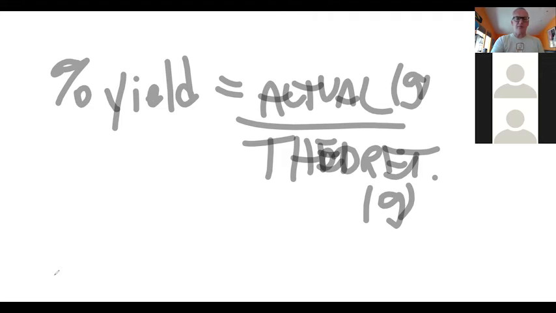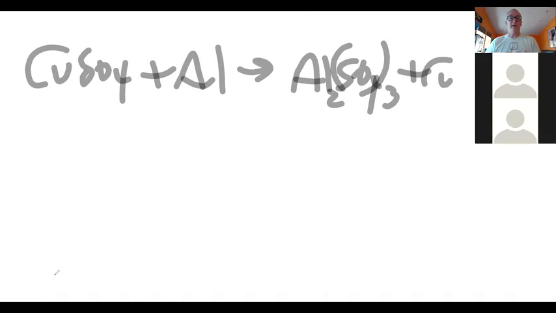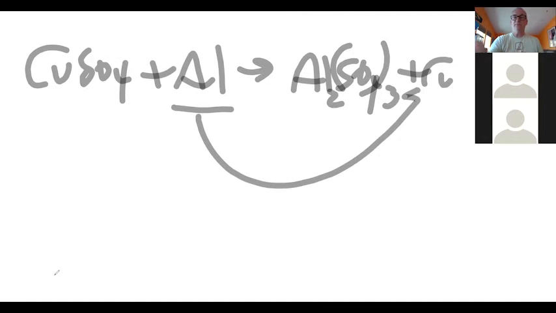So someone asked previously, now if in our reaction, so I won't bother to balance it, but aluminum plus copper sulfate gives aluminum sulfate plus copper. So how do we know that this is going to go to completion? How do we know that all of the aluminum is going to get converted to copper? How do we guarantee that that happens?